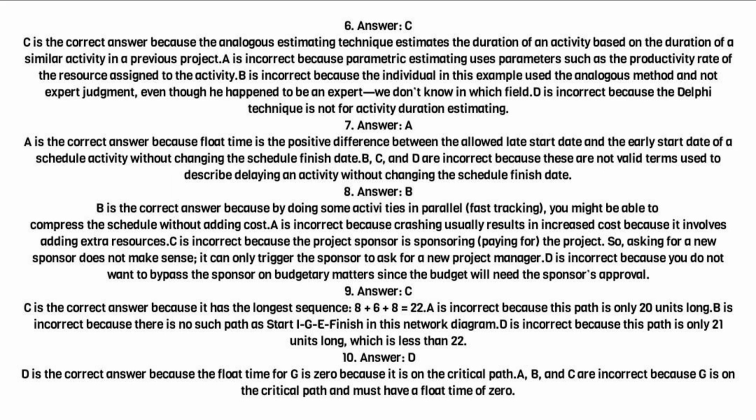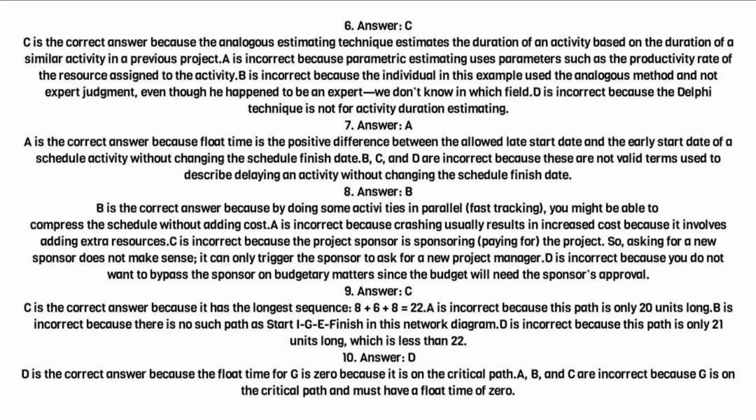7. Answer, A. A is the correct answer because float time is the positive difference between the allowed late start date and the early start date of a schedule activity without changing the schedule finish date. B, C, and D are incorrect because these are not valid terms used to describe delaying an activity without changing the schedule finish date. 8.